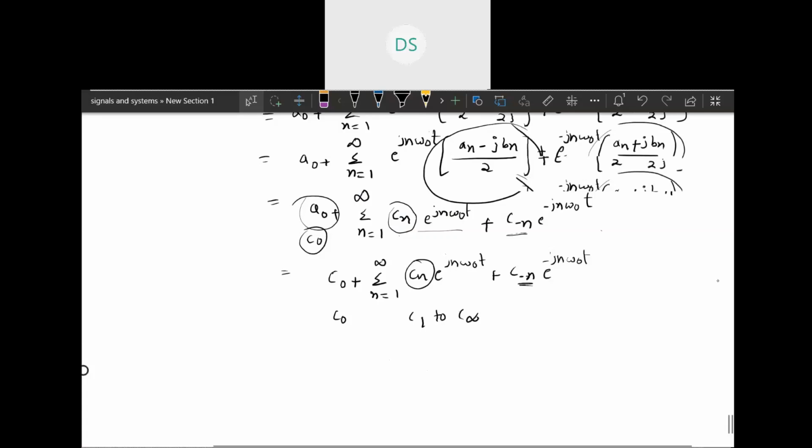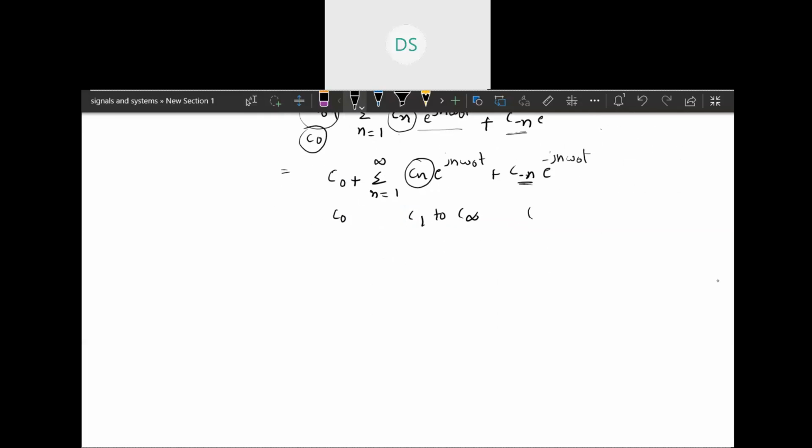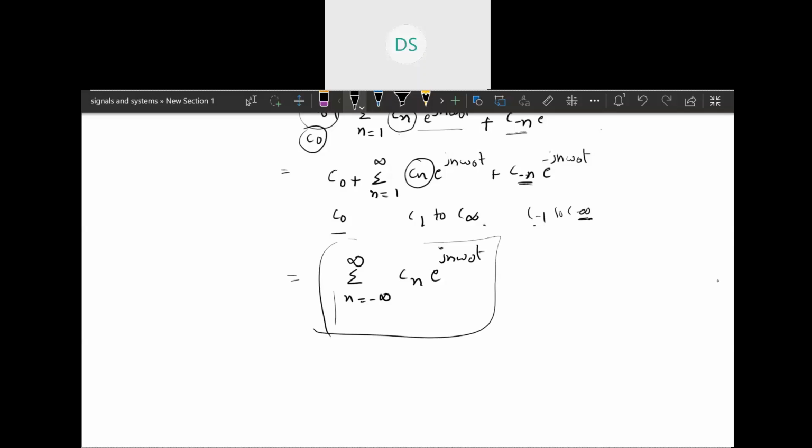If you have seen this one, c naught and this cn, okay, c1 to c infinite, and this c minus n, it will be varying from c minus 1 to c minus infinite. Okay, so minus infinite to minus 1 and then 0 and then 1 to infinite. So it will completely be sigma n is equal to minus infinity to plus infinity cn into e power jn omega naught t. We can represent it with the single term where n is varying.